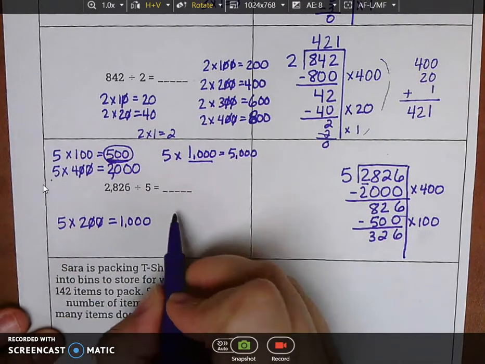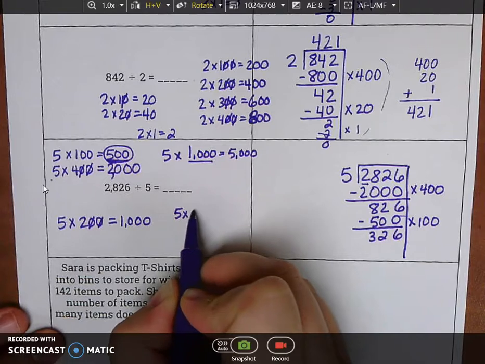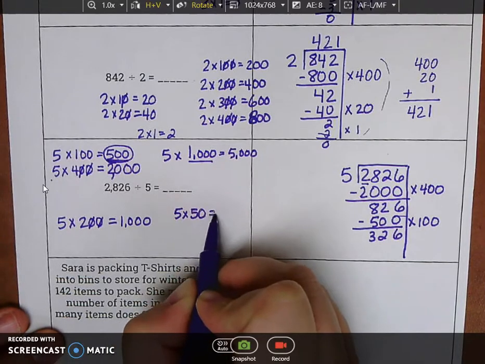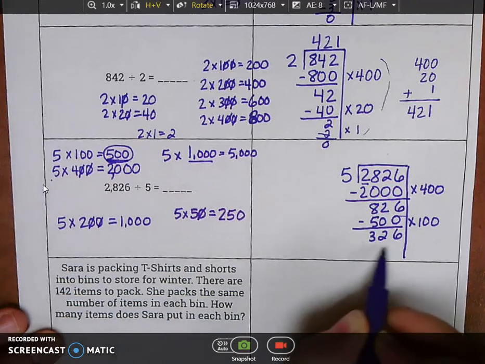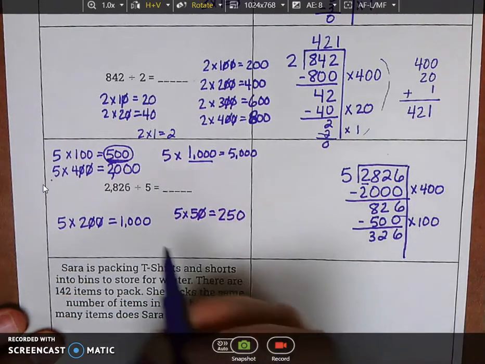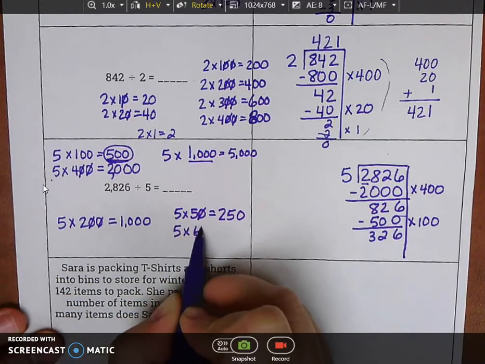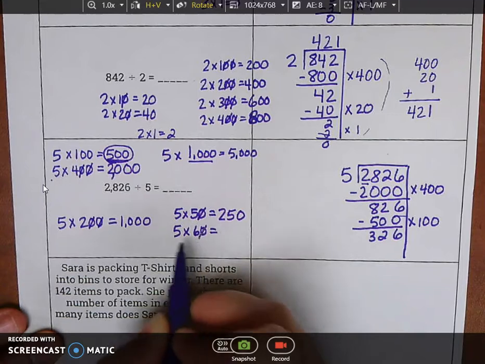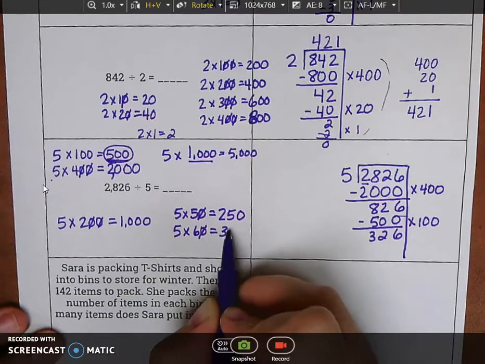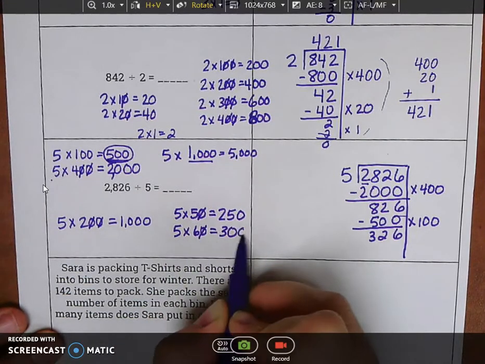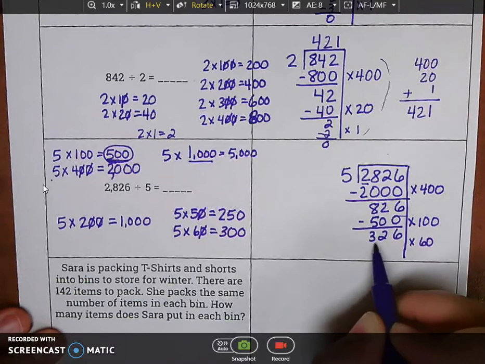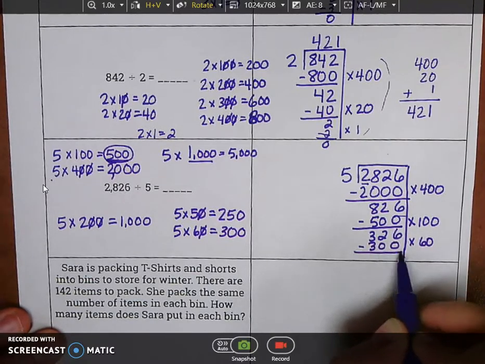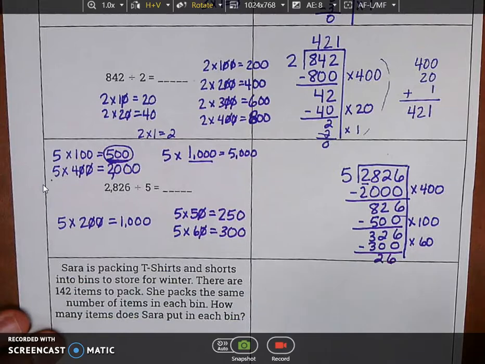I'm going to do 5 times 50. Cancel that out. 5 times 5 is 25. Add that 0. That gets me pretty close to 326. Let me try 5 times 60. Cancel that out. 5 times 6 is 30. Add that 0 back on. It would be 300. So I'm going to do times 60 here. That would be 300. Subtract. And I'm left with 26.